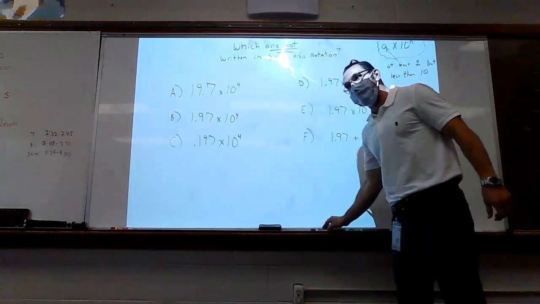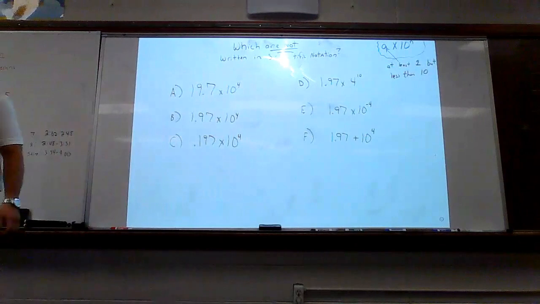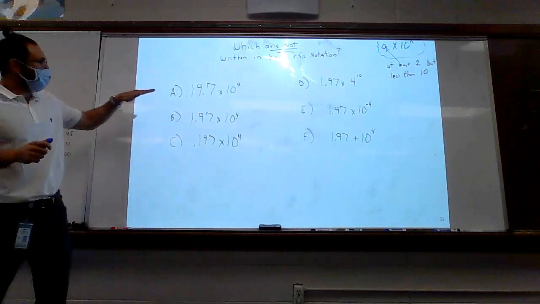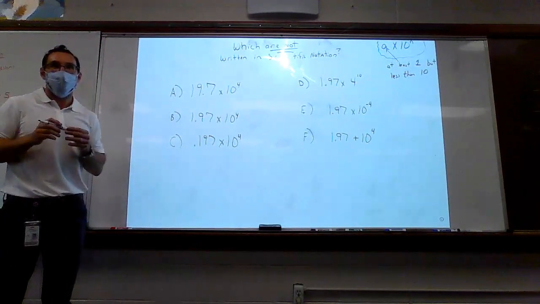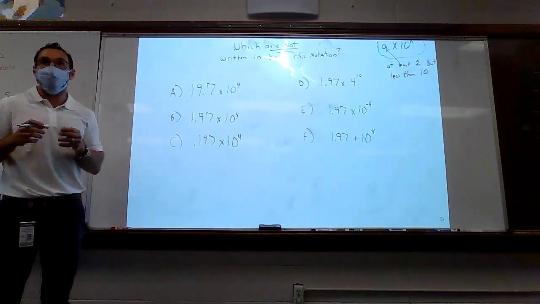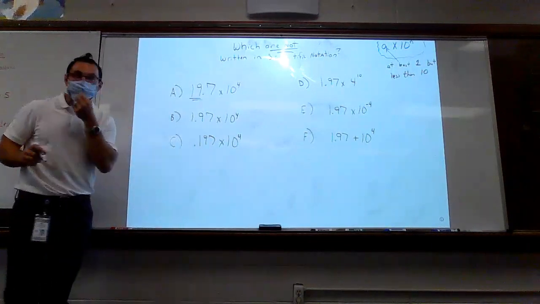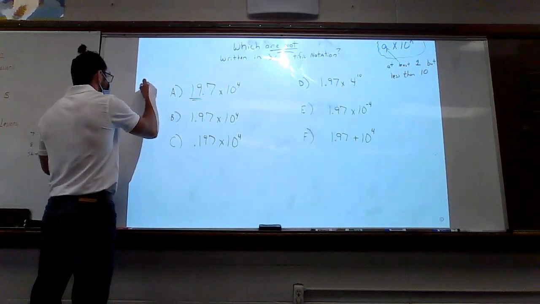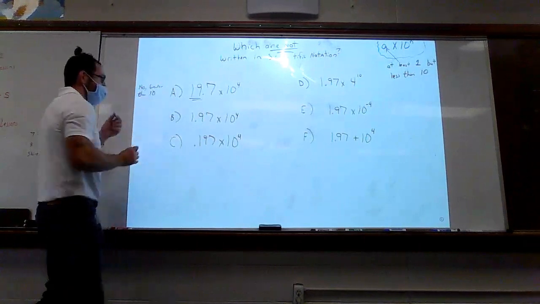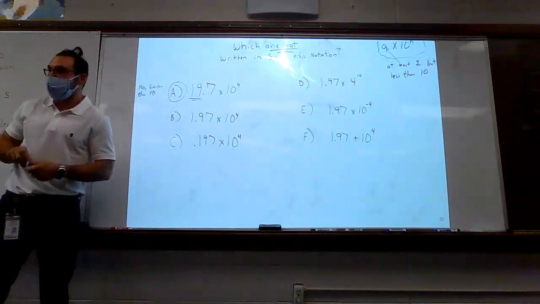Okay, so let's talk about these. We're going to go around the room. Letter A is 19 7/10 times 10 to the 4th. Charlie, do you think this is scientific notation? No. Why not? Yeah, it's bigger than 10. 19 is greater than 10. This is not. So this is a big old no. It's greater than 10. So right now, it says which are not written in scientific notation. Letter A is absolutely not written in scientific notation.